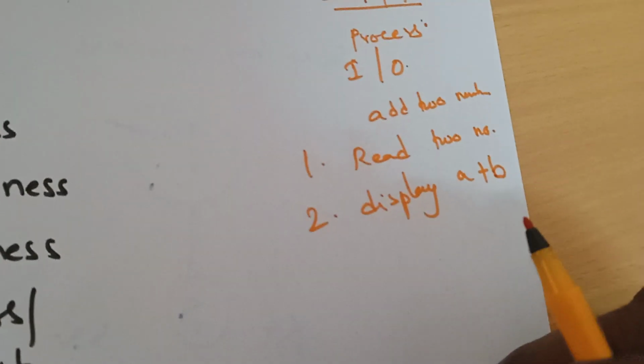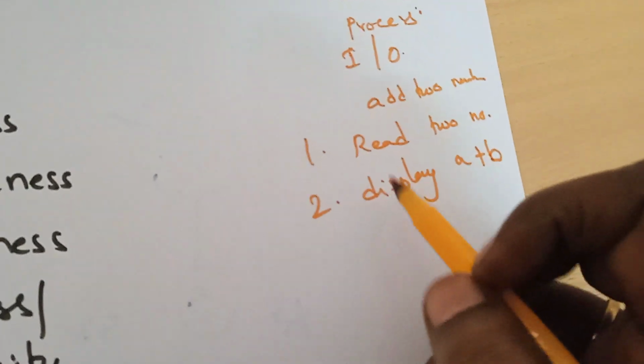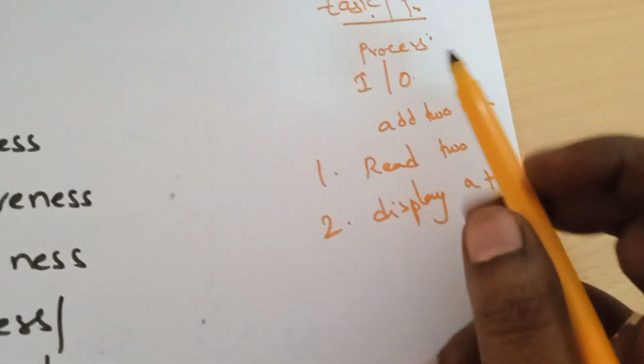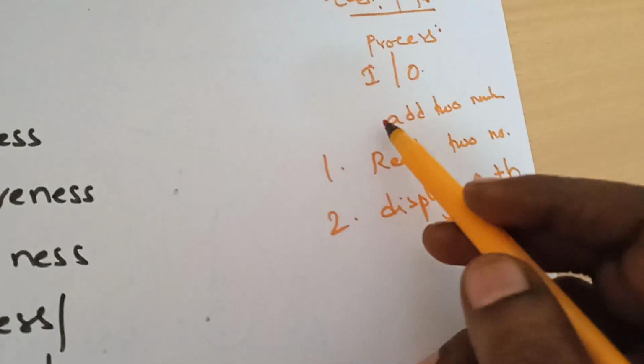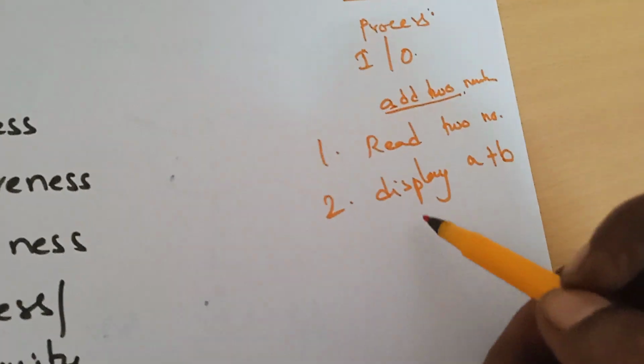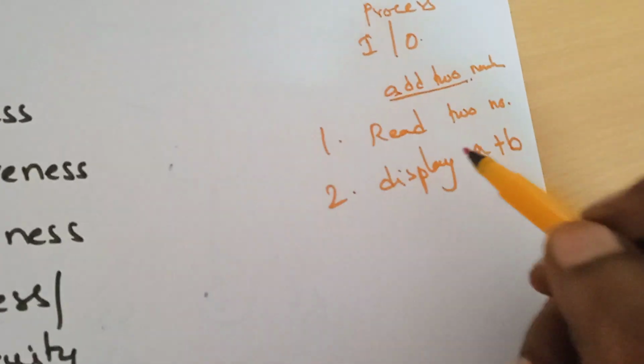Now look at this. This is my process. Why did I write this process? This process is to solve the problem. What is my problem? Add two numbers. So I am writing the algorithm as a step-by-step process to complete it.